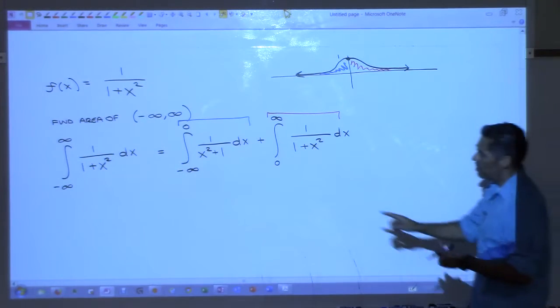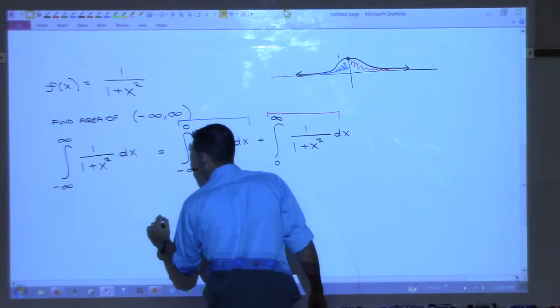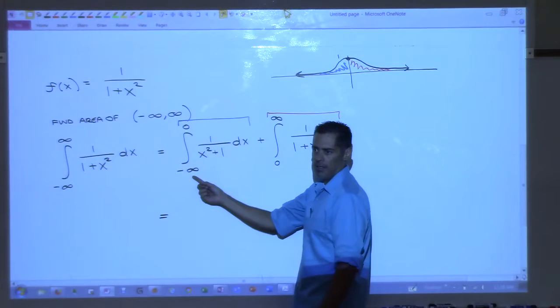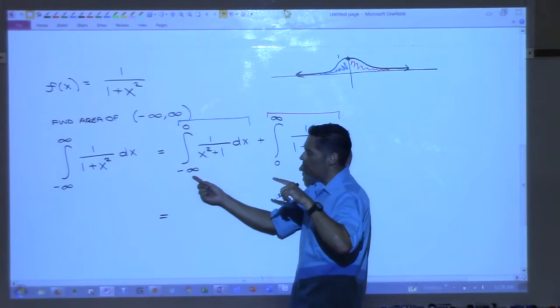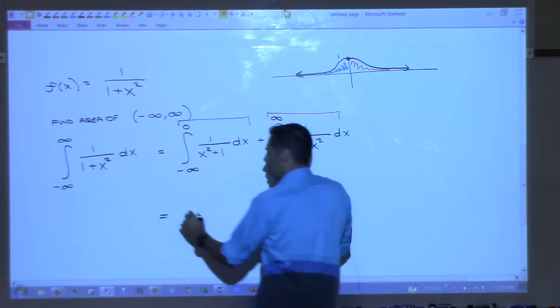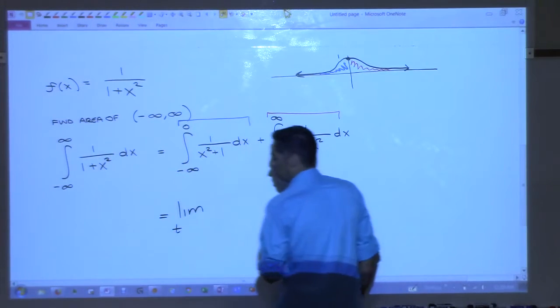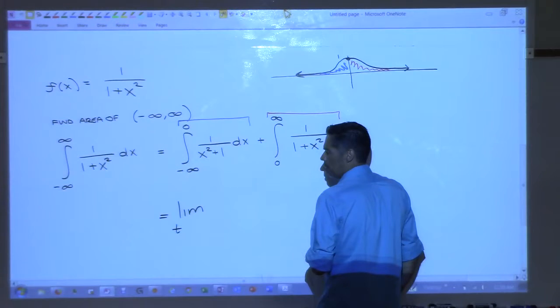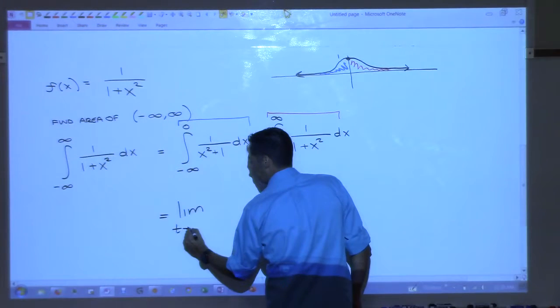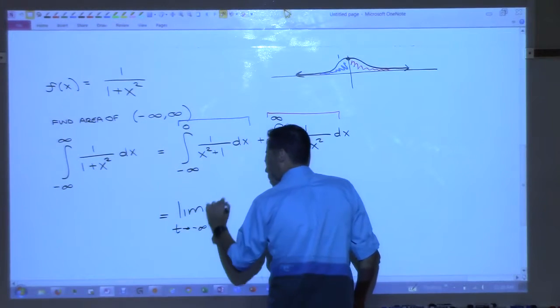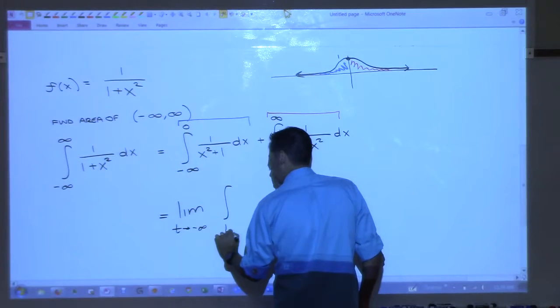So for this first integral, I cannot put infinity in my integral. So what I'm going to do is a limit, right? So I'm going to do the limit as, I'll use t again. Where's t headed here? Negative infinity, right? And then we're going to do integral t to 0.